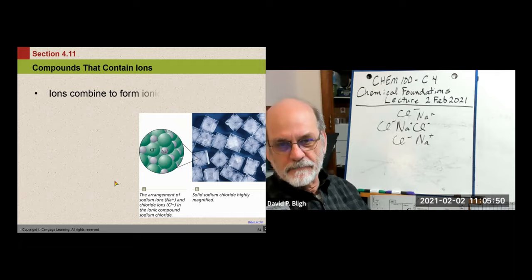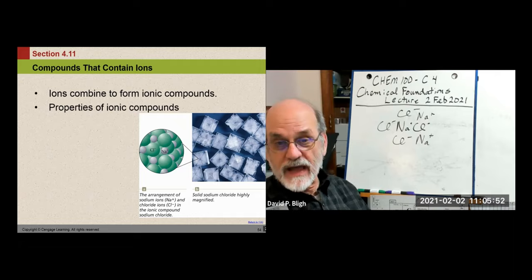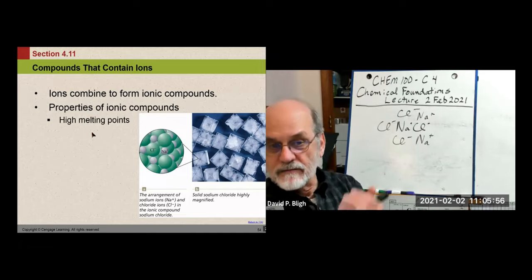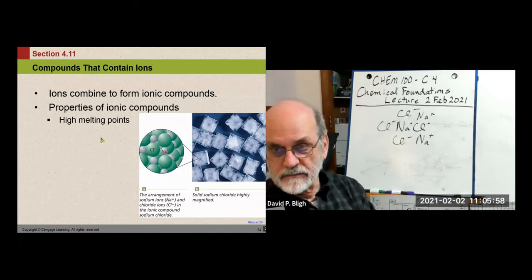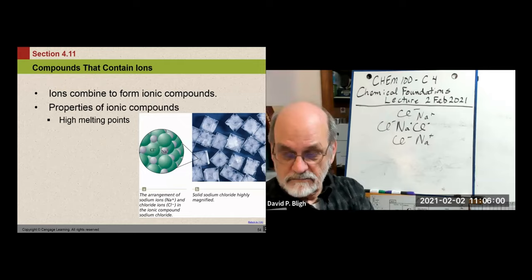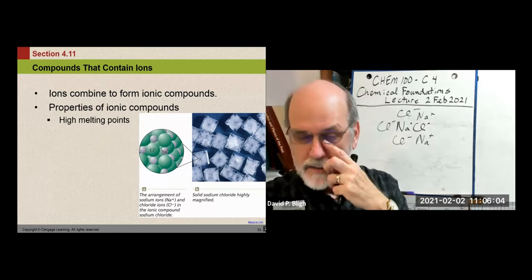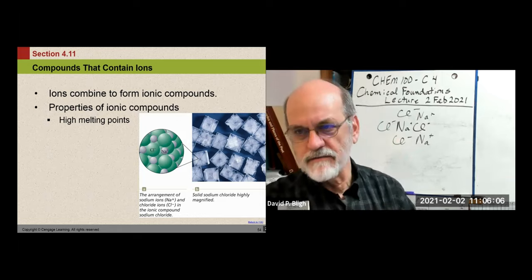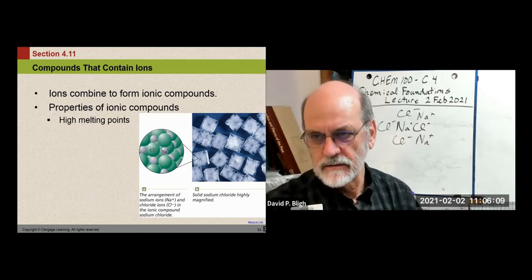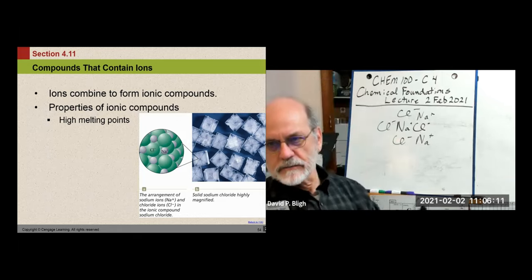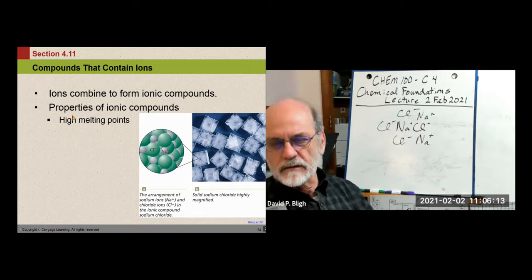So, that's the way ionic compounds combine, and they're characterized by very high melting points. Right? If you take a solid sodium chloride, heat it up enough, it will melt. But it takes a lot of energy, very high temperature, over 1,000 degrees Celsius to melt sodium chloride.